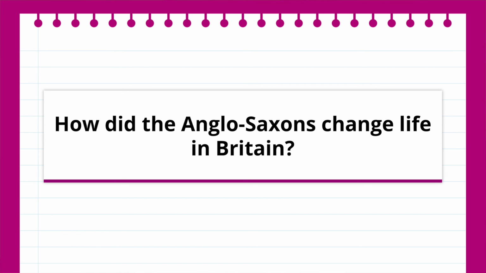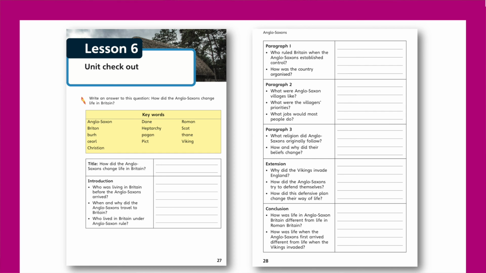And the final lesson, lesson 6, asks pupils to write an answer to this question. How did the Anglo-Saxons change life in Britain? Pupils will again frame their thinking around continuity and change, considering what was different between life in Britain under Roman rule compared to Saxon power. The extended written response will allow them to explore everything that they've learnt about in this unit.